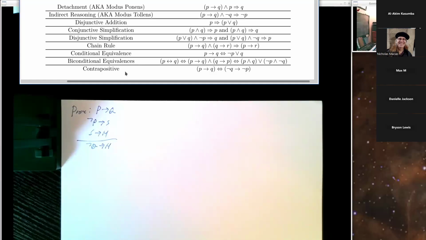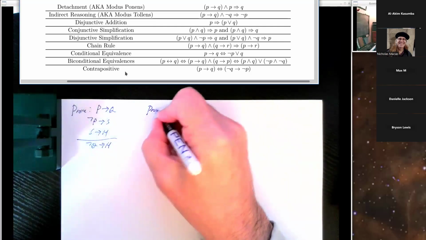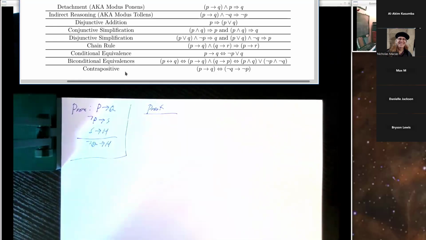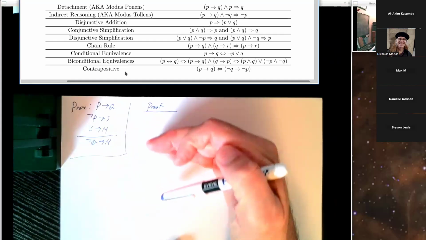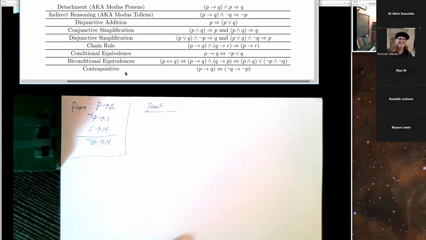To prove something like this, I'm going to write the word proof. And here's what we're going to do. We're going to write down a series of propositions. And every proposition I write has got to be true. If I write something that's not true or something that I don't know is true, my proof is invalid. So everything I write has got to be true.